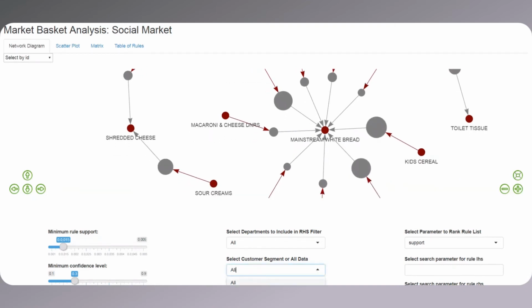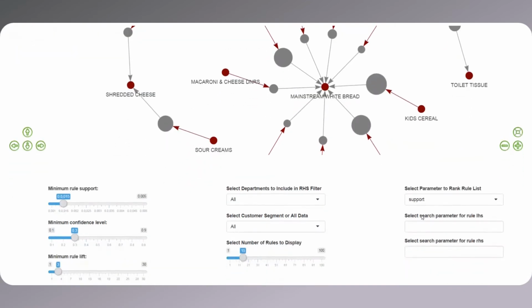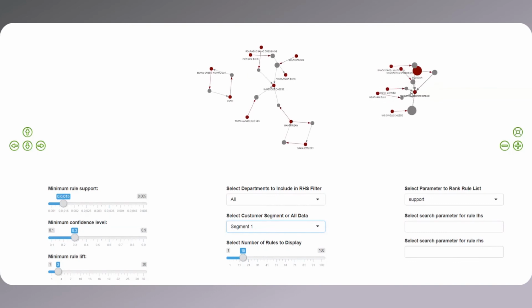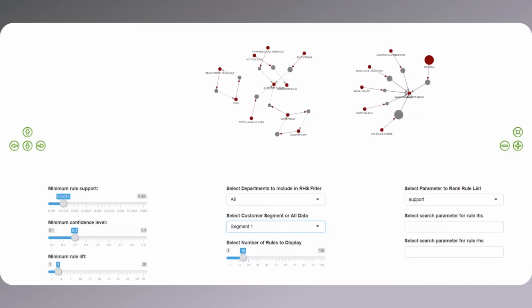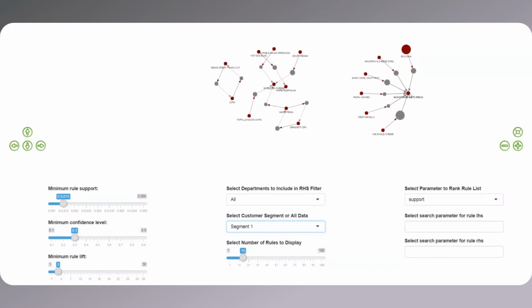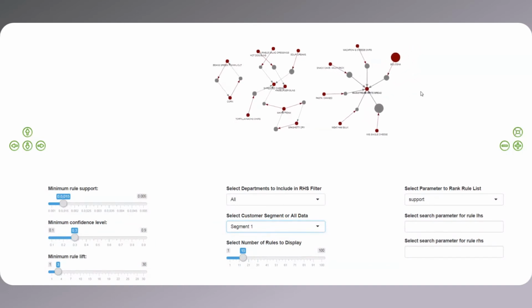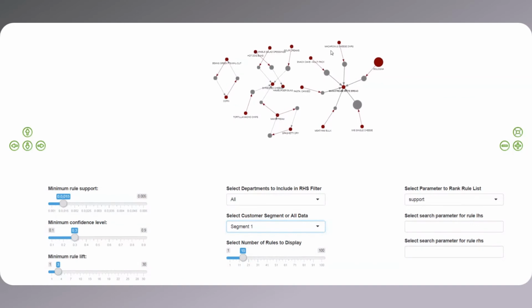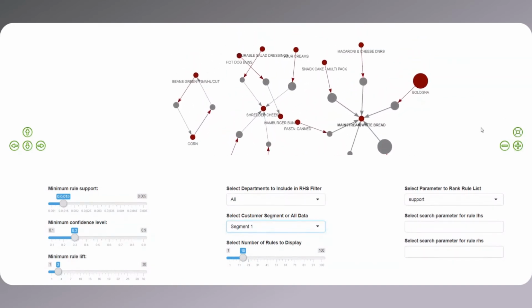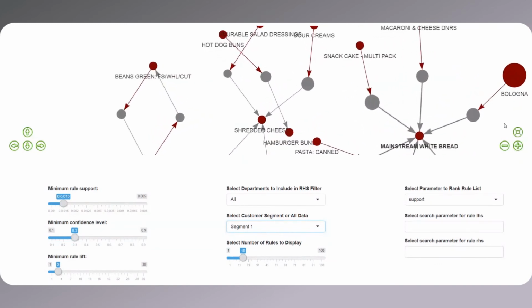So we can look more closely at our customer segments to determine whether this is specific to a certain segment or whether we're seeing it more broadly. And what we find is we're seeing it broadly. So for example, we have here segment 1, ad-conscious meat lovers. And again, we see mainstream white bread with a number of items circling around it. The same type of items we saw before. Bologna, macaroni and cheese dinners, multi-pack snack cake, processed cheese slices.